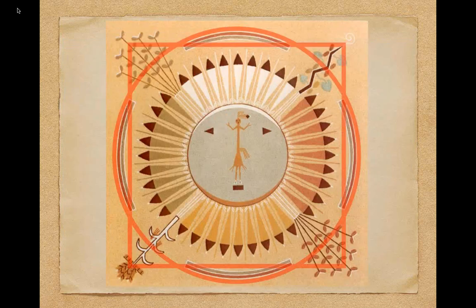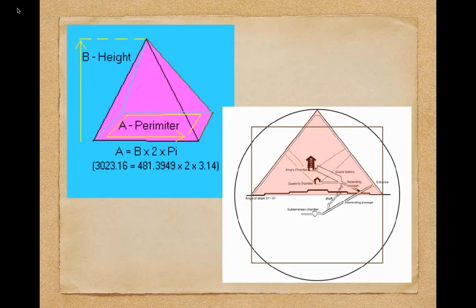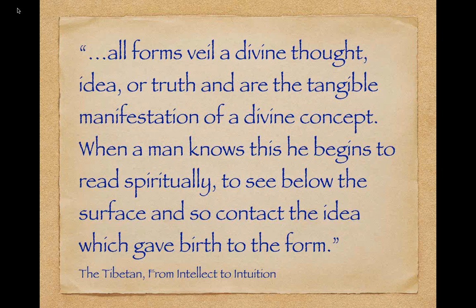Many say that squaring the circle, illustrated both by the Navajo sand painting and by the dimensions of the Great Pyramid, is an interesting but purely symbolic metaphor. I would counter with the Tibetan's quote that we read earlier. All forms veil a divine thought, idea, or truth, and are the tangible manifestations of a divine concept. Hence, the squared circle is a tangible manifestation of a divine concept, which when read spiritually allows us to contact the originating potency, which helps us to align the self with spirit.